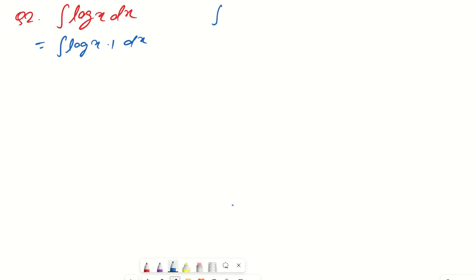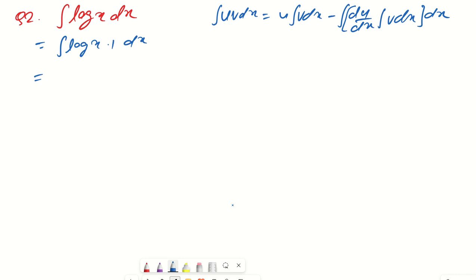So our aim will be integration of u v dx is equal to u integration of v dx minus integration of differentiation of u into integration of v dx, whole integration. So using that formula we are going to write down our understanding here. My first function is log x. So I'll put it as log x times integration of 1, because integration of log x is difficult. I am not taking log x as the second function, I am taking log x as the first function. Then integration of dx, or 1 dx.